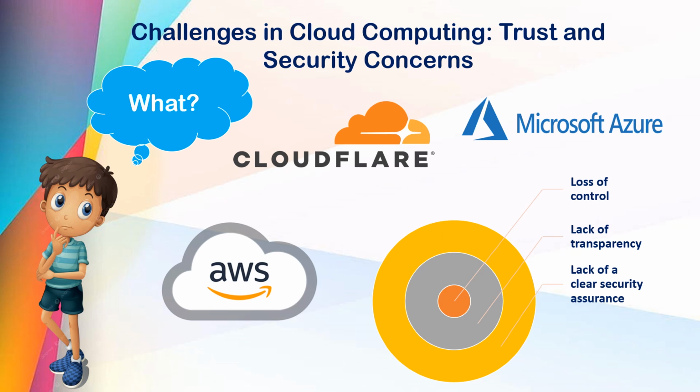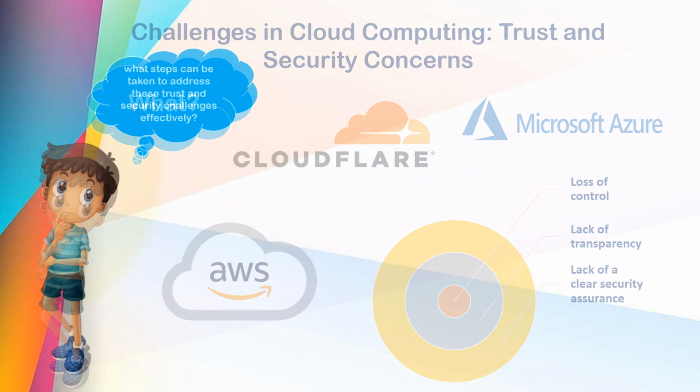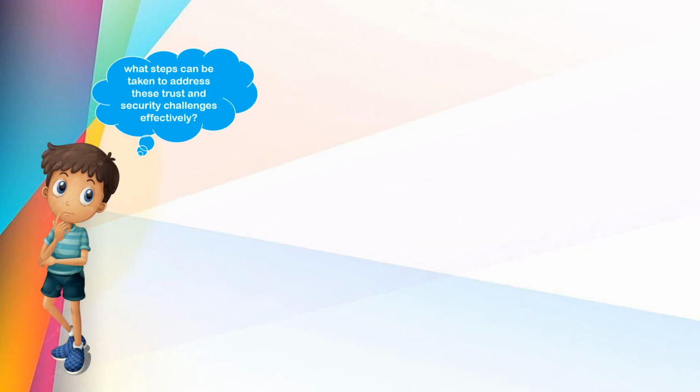Lack of clear security assurance. Although all the cloud service providers declare their own SLAs, service level agreements, and try their full efforts to give reliable service, security, and privacy, sometimes all these descriptions in SLAs are vague and abstract. We have discussed what the challenges in cloud computing are, but how can we rectify them?